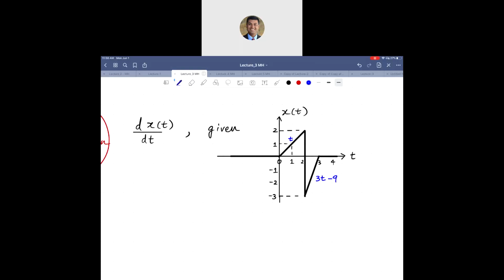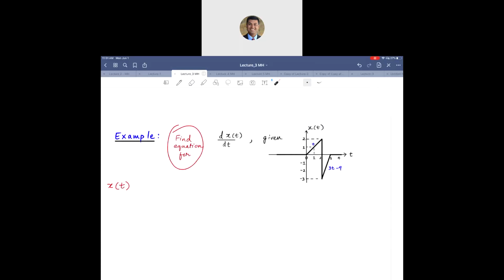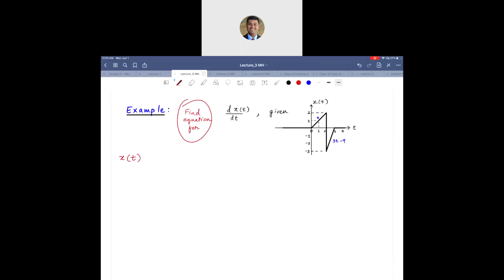So now we got the equations of the individual pieces of x of t. All we need to do is multiply those linear functions with their corresponding gate functions. So open the gate at 0 and close the gate at 2 for this one, and then open the gate at 2 and close the gate at 3 for this one, and then we are done. So let's do that. x of t is going to be t between 0 and 2, so u of t minus u of t minus 2.